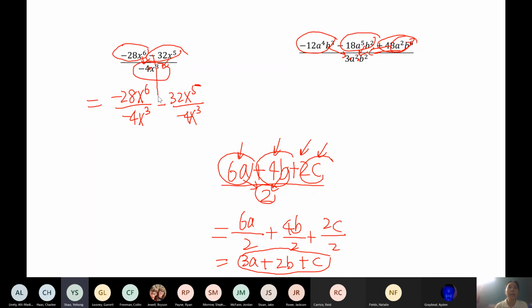And minus, this minus sign, I copied it. And do 32x to the fifth divided by negative 4x cubed. Okay. And again, this step you may skip it. You may do this in your mind if you can. So negative 28 divided by negative 7.